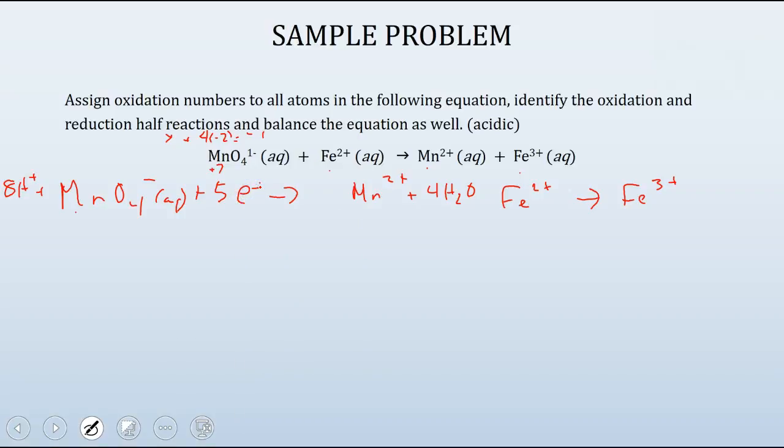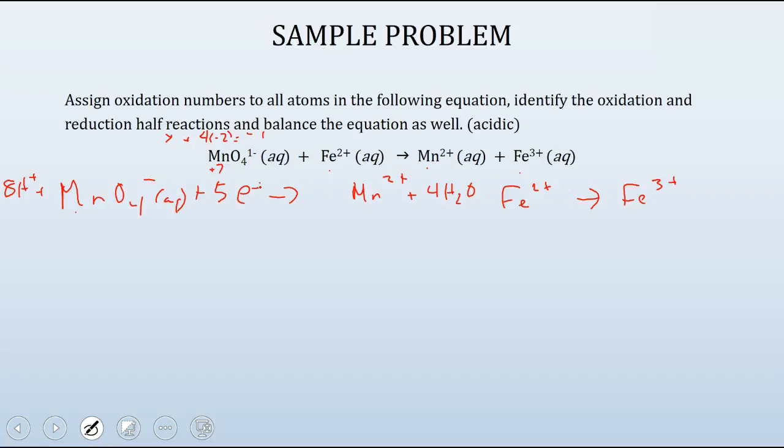5 electrons on the reactant side. Why? Because I have +7 manganese here, +2 manganese on the other side. So I need to make sure that my electrons are balanced. I have 5 fewer electrons on the reactant side. Also, in the reduction reaction, the electrons should always go on the reactant side. In the oxidation reaction, the electrons should go on the product side. So we are now balanced here. We have everything balanced out right there.